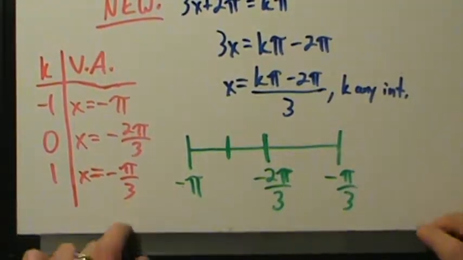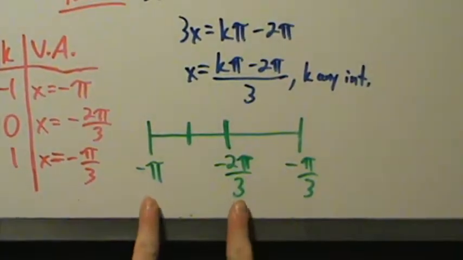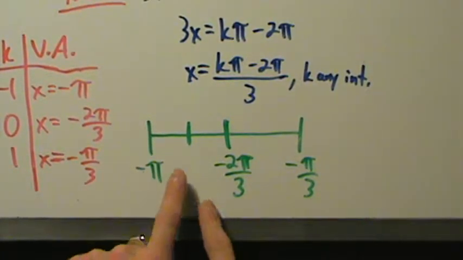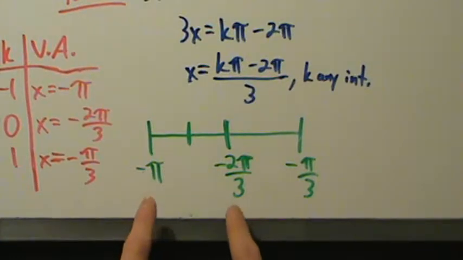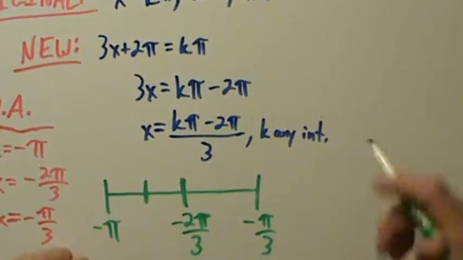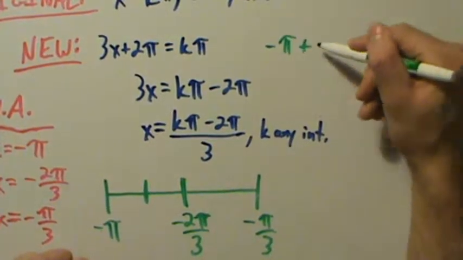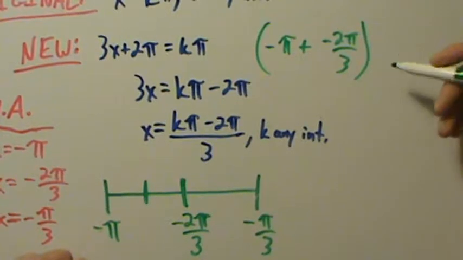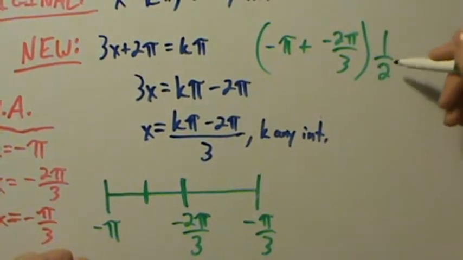What is it? Well, to figure out what it is, we add these two up and divide by 2. So it's halfway in between, like an average. We average these, add them up, and divide by 2. So that's going to be negative pi plus negative 2 pi over 3. Dividing by 2 is the same thing as multiplying by half, so we'll do it like that.